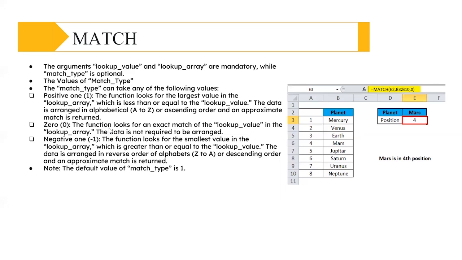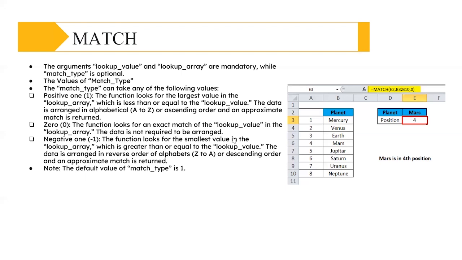The data is not required to be arranged for zero. For negative, the function looks for the smallest value in the lookup array which is greater than or equal to the lookup value. The data is arranged in reverse order, Z to A or descending order, and an approximate match is returned. Now the default match type is 1, so we generally try to put a 0. That is something we should always keep in mind.